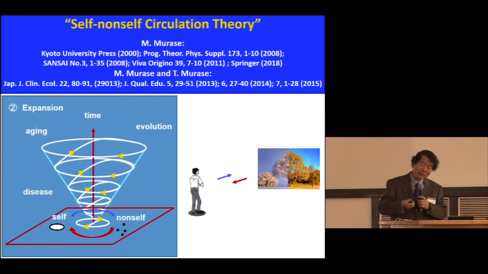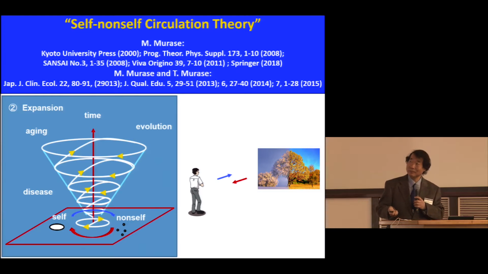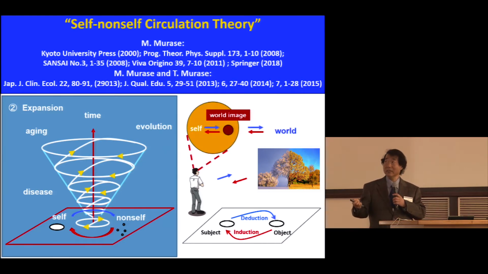Furthermore, when I expand my interest to the cognitive process, self-non-self circulation can be replaced by subject-object interactions. Through this circular relationship, we may see or realize the outside world based on the internal world image. Here, please remember, these are self-nested hierarchical patterns or dynamics.